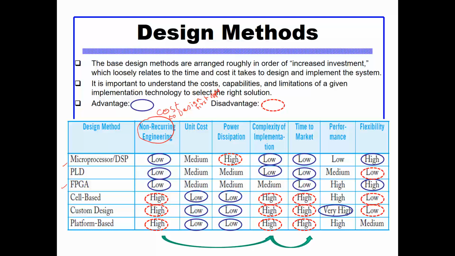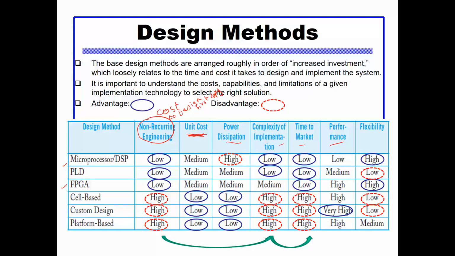Okay, the first design. Unit cost is that when you design the first copy, and then you want to make the next 1,000, you need just the cost of the material and the testing. Okay, and then the power dissipation, the complexity of the implementation, time to market, performance, and flexibility.